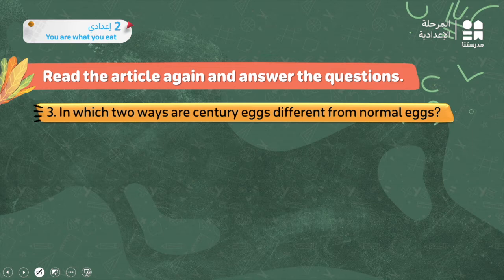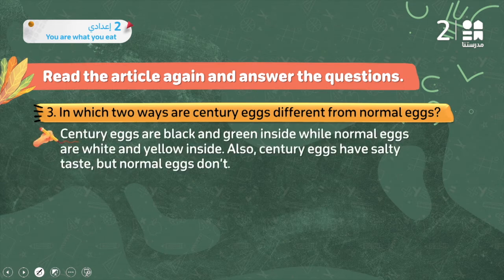For question number 3, in which two ways are century eggs different from normal eggs? Century eggs are black and green inside, as we described their colors, while normal eggs are white and yellow inside. Also, century eggs have a salty taste, but normal eggs don't. Normal eggs don't have a special taste, but century eggs have a salty taste.